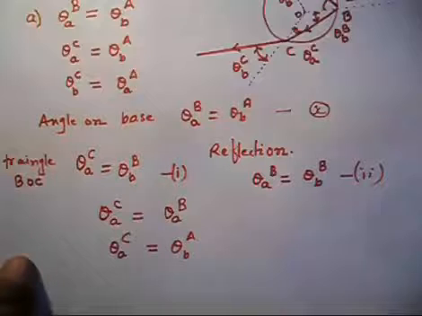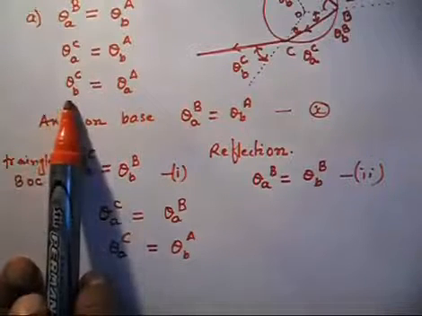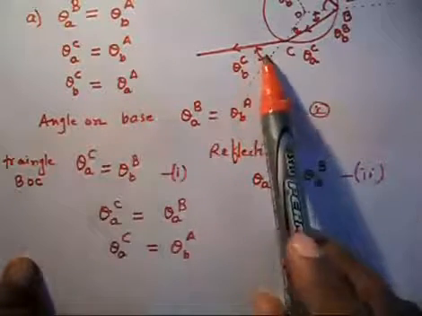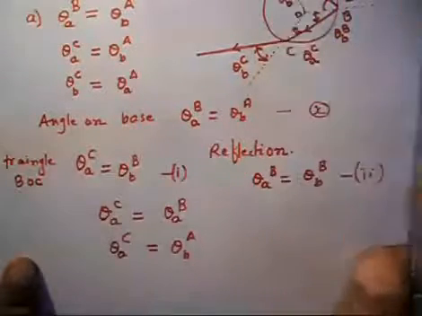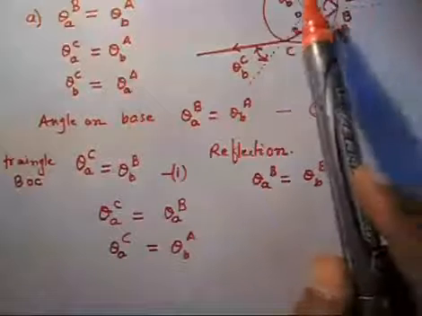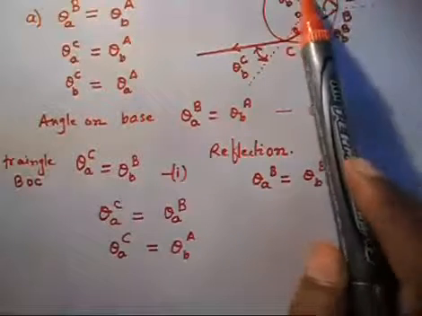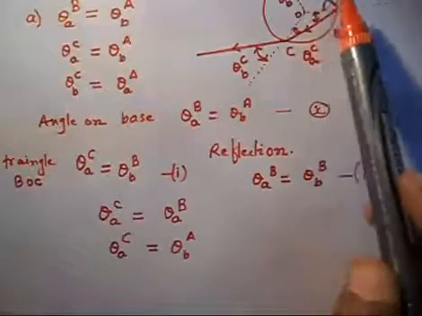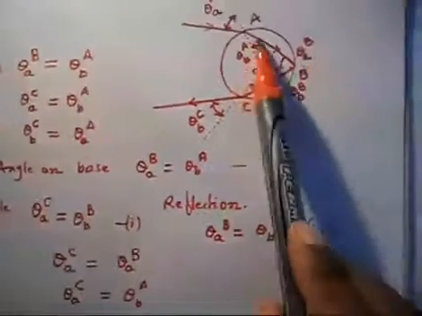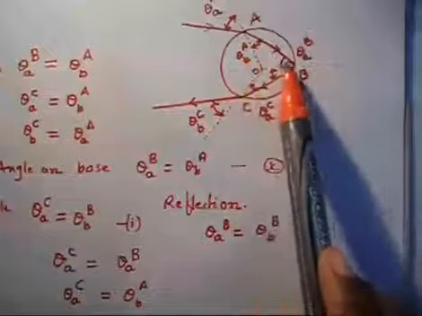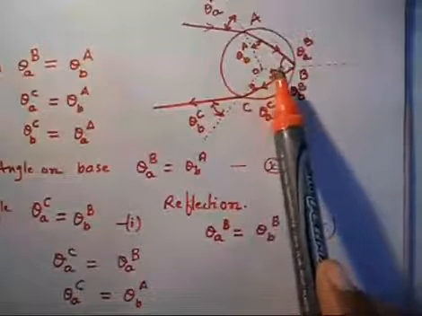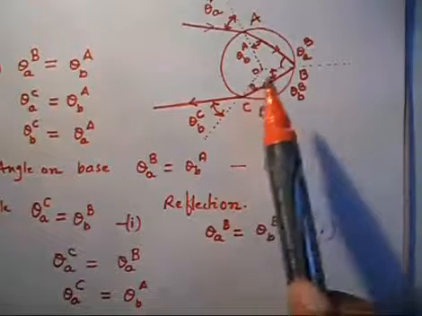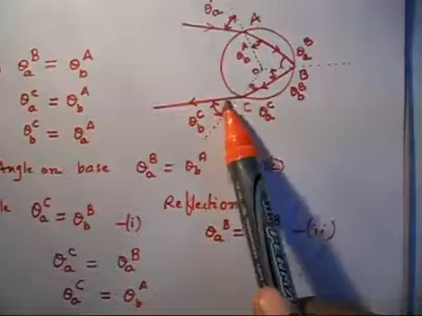Now the third result: theta B at C is the same as theta A at C. How can we prove this? Now these angles are equal, so we have proved this is equal to this, and this angle is equal to this angle because of the reflection, and then this angle is equal to this angle. So now I can prove this angle is equal to this angle.